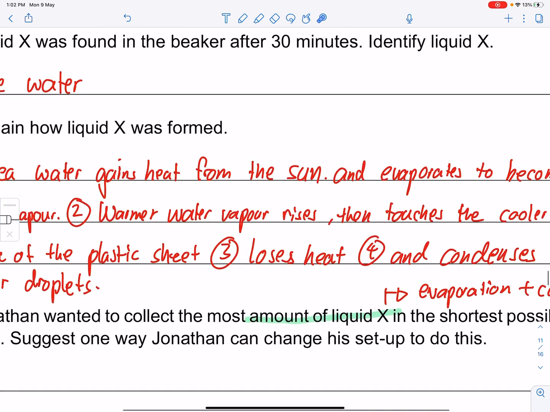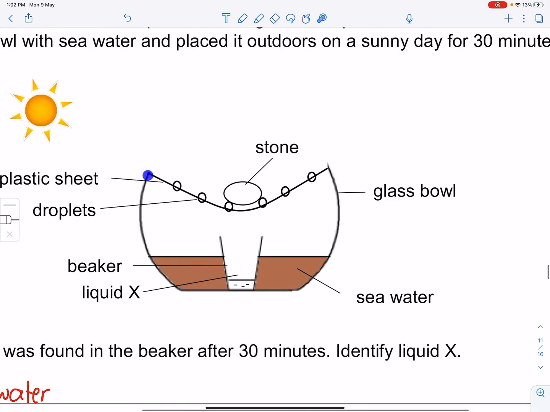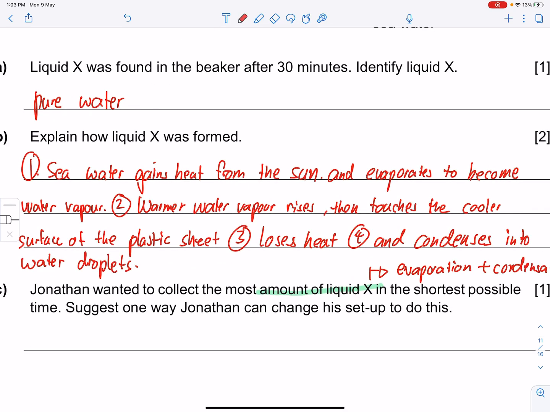Remember, water vapor rises, touches the cooler surface, loses heat. When you decrease the temperature of this plastic sheet, you are making the process of losing heat faster, because there's a greater temperature difference between your water vapor and your plastic sheet. So you could say add ice on top of the plastic sheet. This would be to increase the rate of condensation, if you want to actually expand on that.